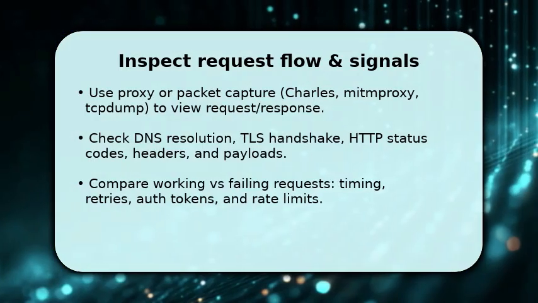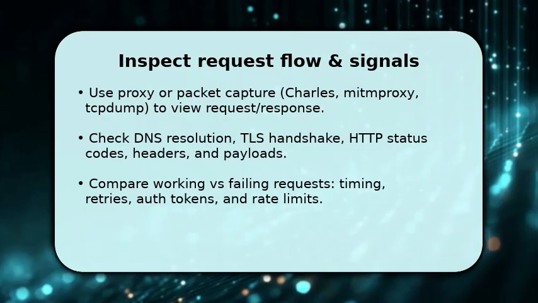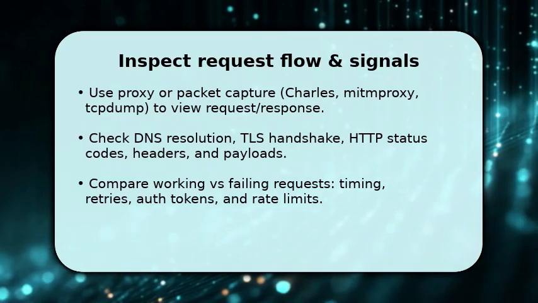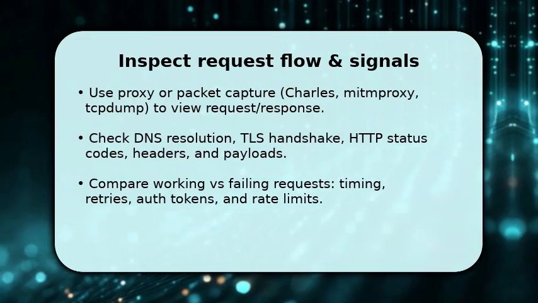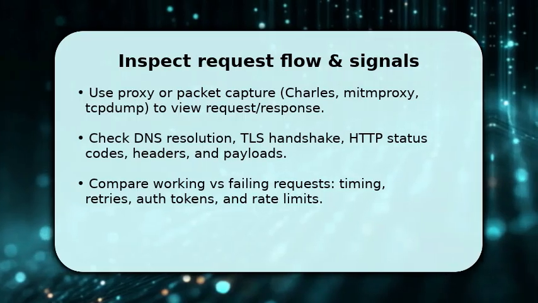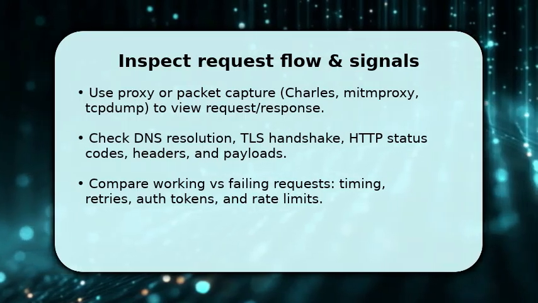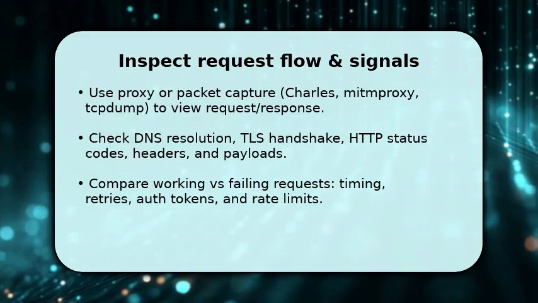Now you inspect the request flow end-to-end to find where it fails. Route the app through a proxy or capture packets so you can see DNS resolution, TCP/TLS handshakes, and HTTP status codes. This shows whether the network or the server rejects the data.